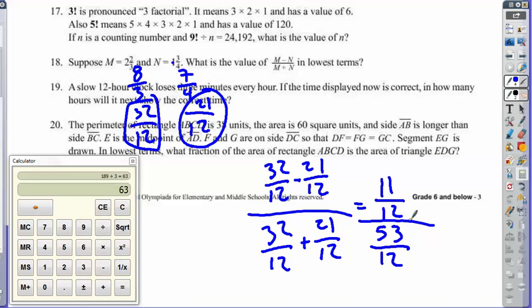A complex fraction is just another way of saying division, right? So really we have 11 over 12 divided by 12.